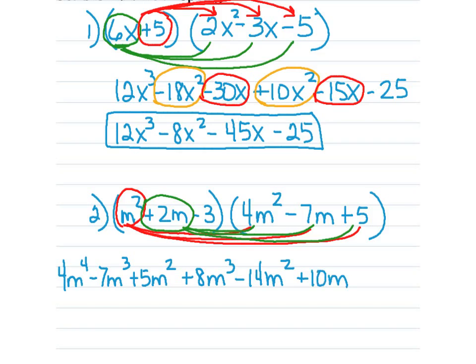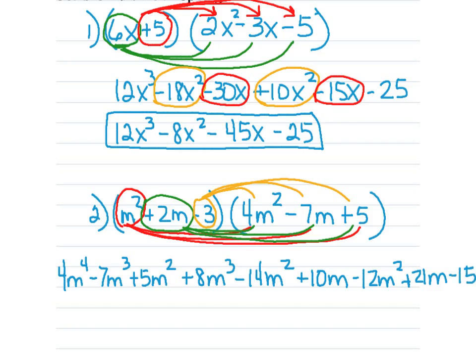Okay, one last distribution. We need to distribute negative 3 to each of the 3 terms in that trinomial. So we have negative 3 times 4m squared is negative 12m squared. Negative 3 times negative 7m is positive 21m. And we have negative 3 times positive 5 is, I'm sorry, not positive, negative 15.